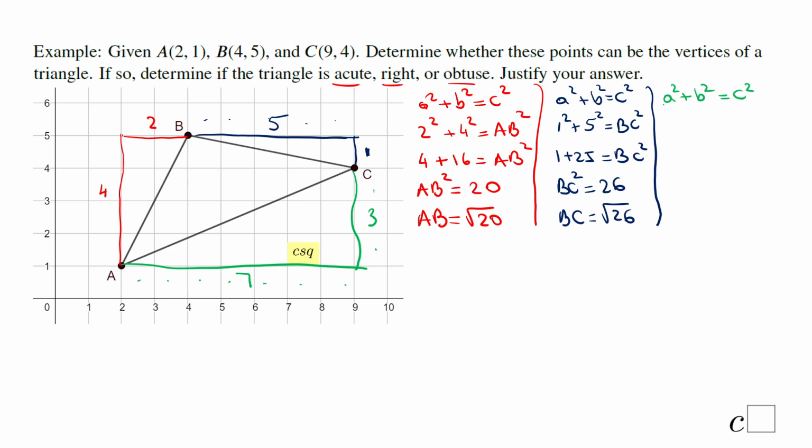The third time, and we have 3 squared plus 7 squared equals AC squared. So we have 9 plus 49 equals AC squared. So AC squared will be 58, right? 58. And AC will be square root of 58.